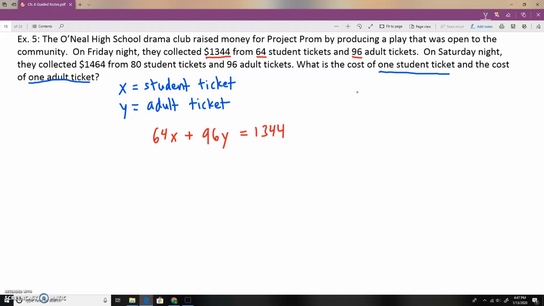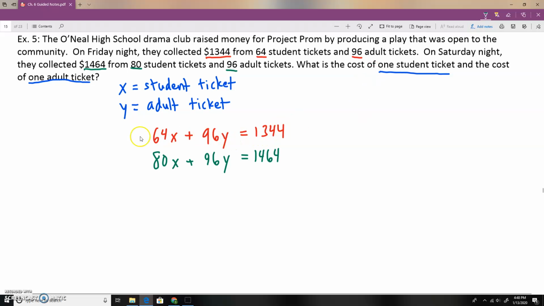Alright, let's look at our second equation. We're going to take it from this information: $1,464 was 80 student tickets and 96 adult tickets. So we'll write that as 80 times the cost of a student ticket, which is X, plus 96 times the cost of an adult ticket, which is Y, is equal to 1,464. At this point, we can now use our calculator, get our X and Y values, and that'll give us our two costs for our tickets.